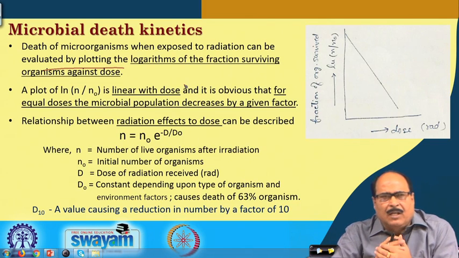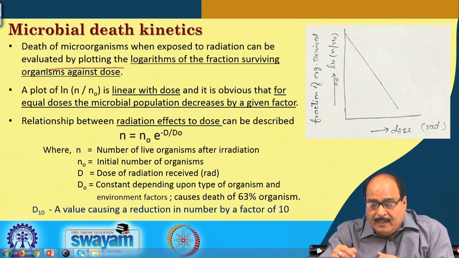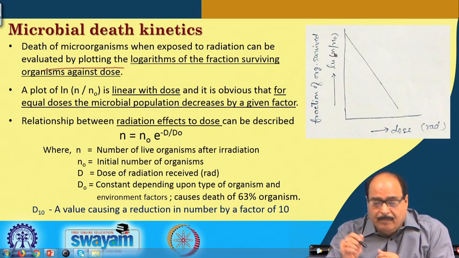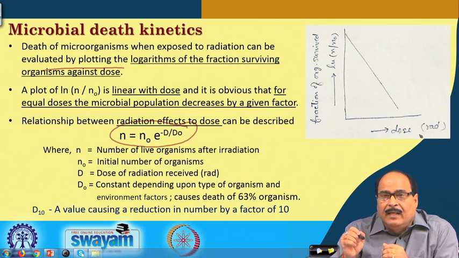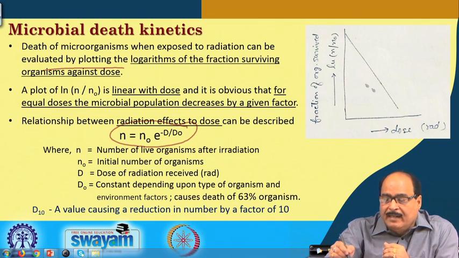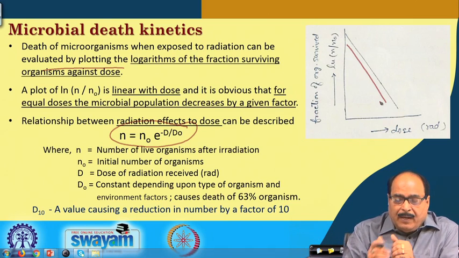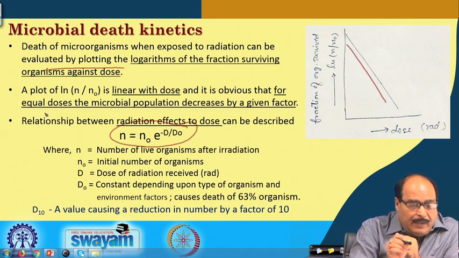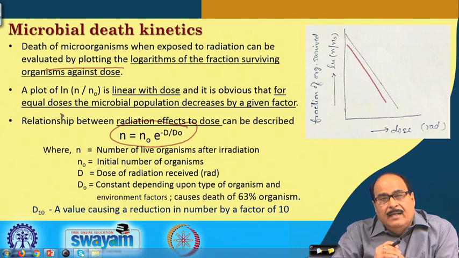As in the case of thermal processing, we do similar things here, and we can see in this plot that ln N by N0, when plotted against dose, gives a linear relationship. It means that for equal dosage, the microbial population is decreased by a given factor.